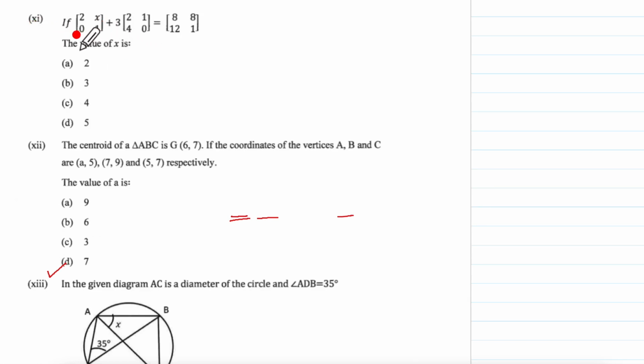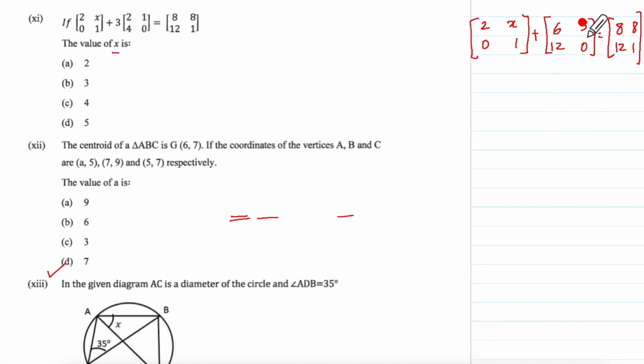11th one. Here you can see a 2 by 2 matrix plus this is equal to this. Now each one of them is a 2 by 2 matrix. They are asking us for the value of x. Now if you look at the solution, it will be 2x, 0, 1. And this one, when you multiply by that 3, it will become 3, 6. Then 3 ones 3, 3 fours 12, 3 0 0. And that will be equal to 8, 8, 12, 1.